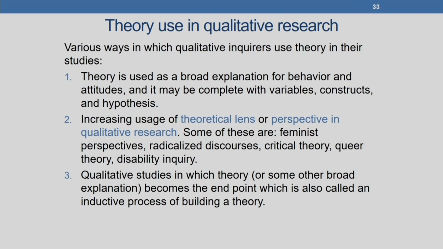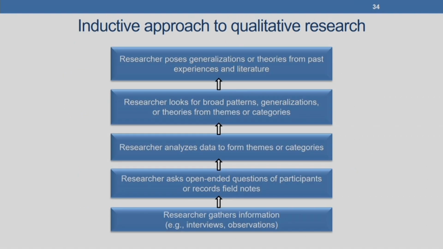Thirdly, qualitative studies in which theory or some other broad explanation becomes the end point, which is also called an inductive process of building a theory. Now, what do we mean when we are saying that there is an inductive approach to qualitative research? Basically, this is a qualitative research inductive approach where we move from the bottom up. The researcher first gathers information based upon interviews and observations. The researcher asks open-ended questions of participants or records field notes, then analyzes data to form themes or categories, then looks for broad patterns, generalizations or theories from themes or categories, and then poses generalizations or theories from past experiences and literature.